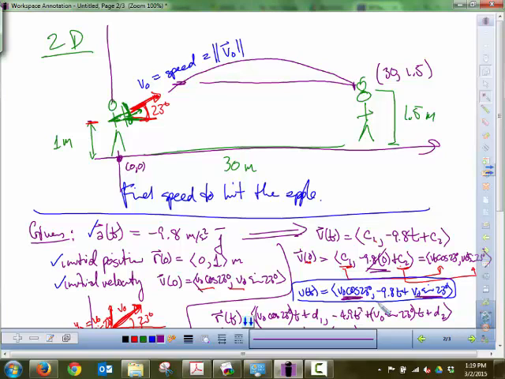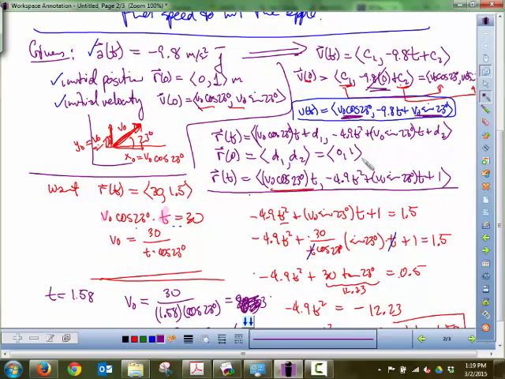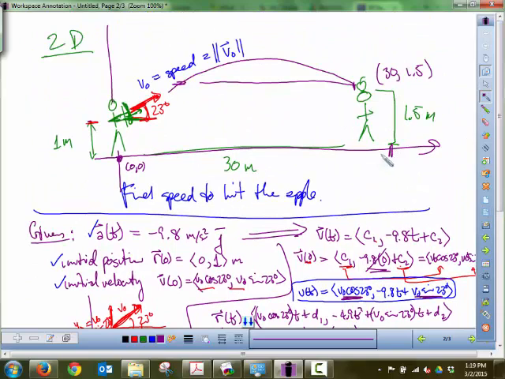And then you would have to go through this same process. But this time you know what v naught is from the beginning. So you go through the same process to figure out, at an x distance of 30 meters, is my height going to be at 1.5? And then that'll tell me if I hit the apple or not. Okay? All right. It's all physics, I guess, huh?